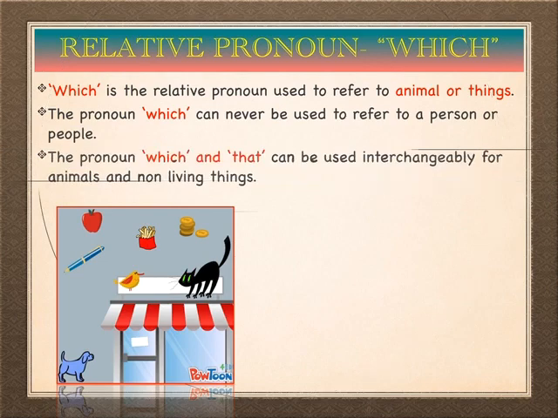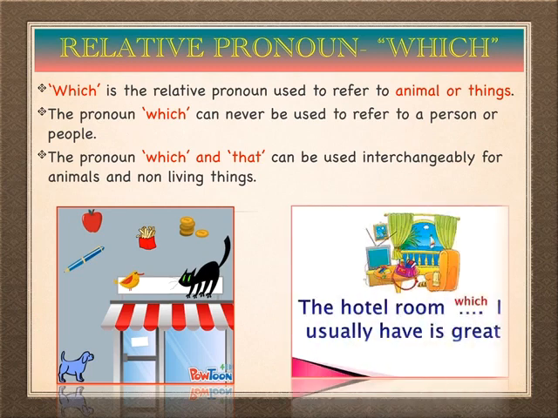And one more thing, students, you need to remember is that the pronoun which and that can be used interchangeably for animals and non-living things. So which and that are two relative pronouns which can be used before animals and non-living things. Whichever you use, both are correct when you are using it with animals and non-living things.